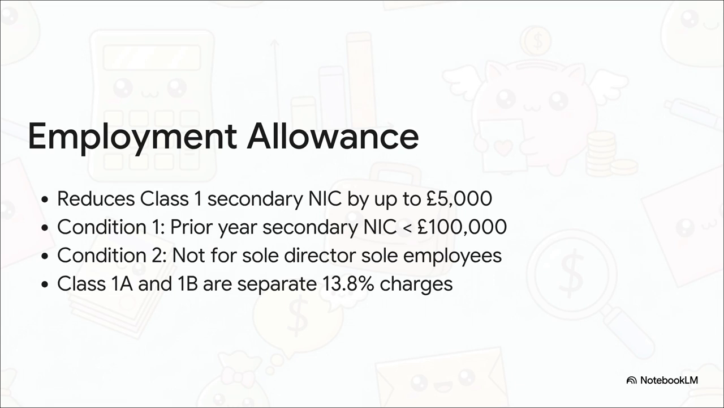Okay, let's talk about the employment allowance. It's a fantastic £5,000 reduction for employers. But look really closely at condition 2. You have to play detective in your exam questions. If you see a sole director company where that director is the only employee earning above the threshold, you need to call them out if they try to claim this. They can't do it.